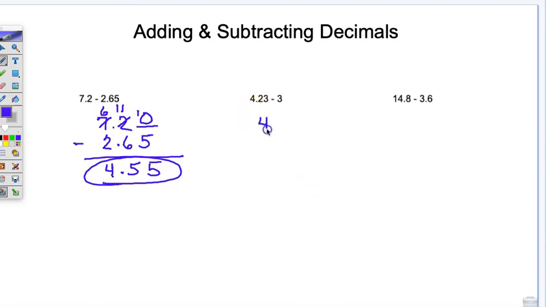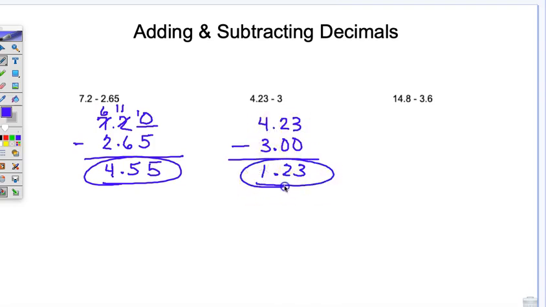In the next example, 4.23, we're going to subtract from it a positive 3. Since you don't see a decimal here, there is one after that whole number 3, and you may add placeholders in these positions. Over here, we're going to end up with 0.23, and 4 take away 3 is just 1.